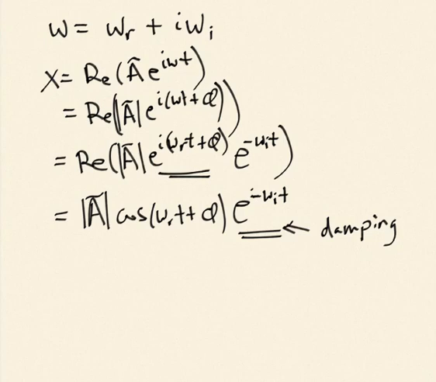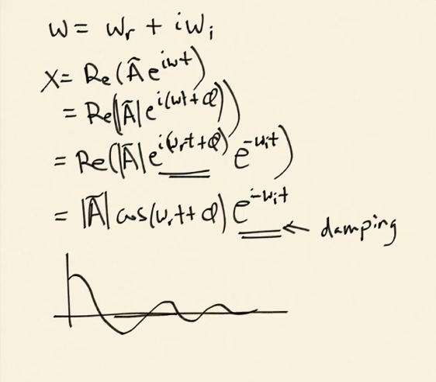So one solution that comes out of this process is a damped oscillator where the amplitude of the oscillation decays with time. So here's what this is going to be: a magnitude times e to the minus omega i t. This is the damping piece.